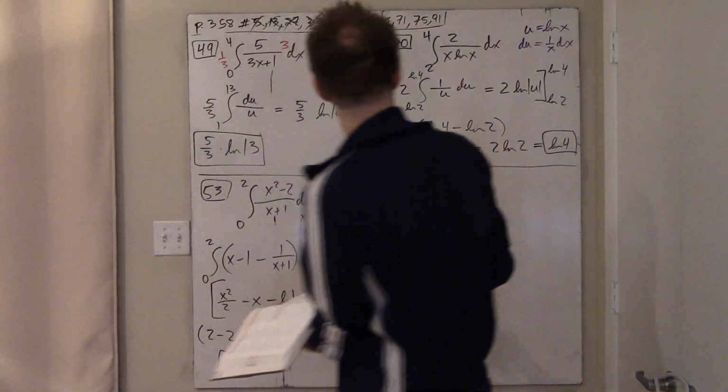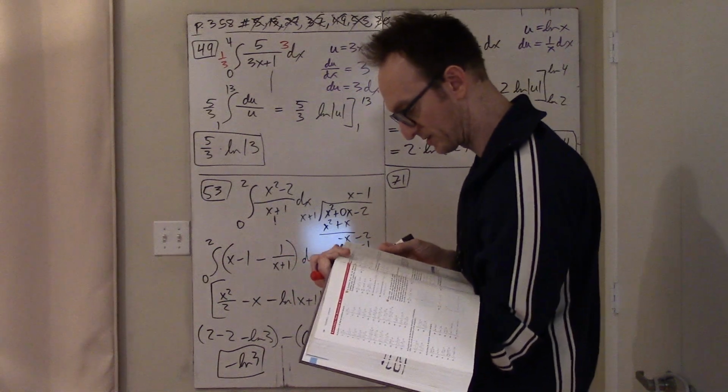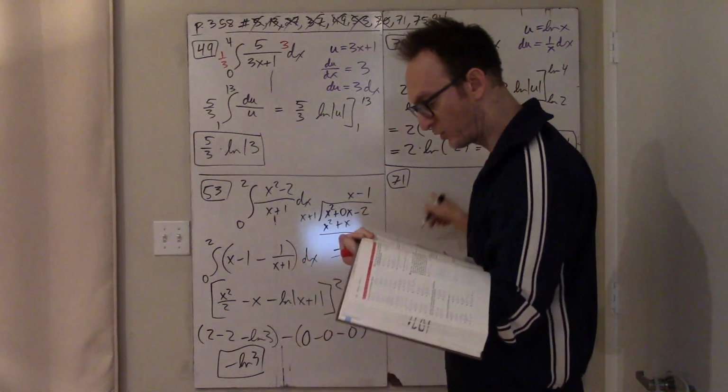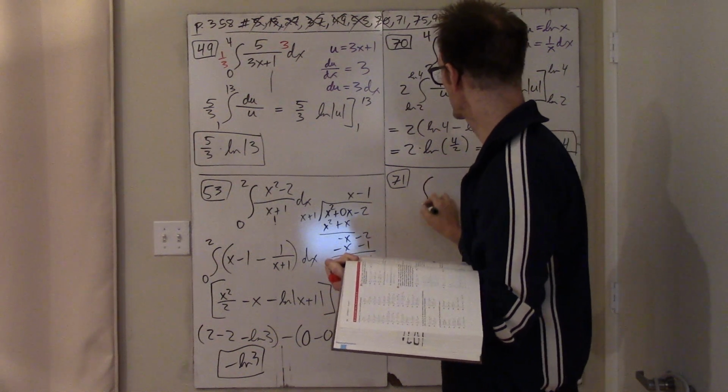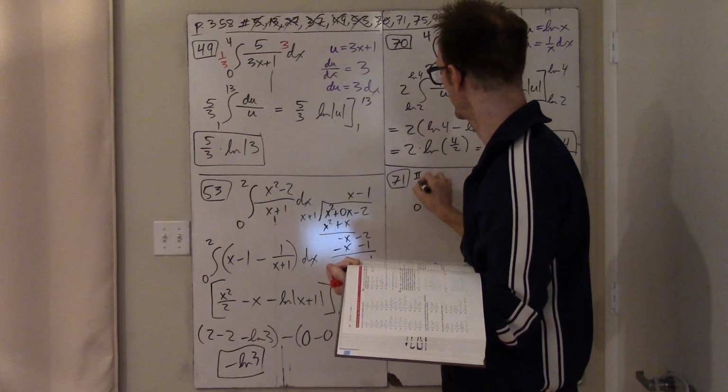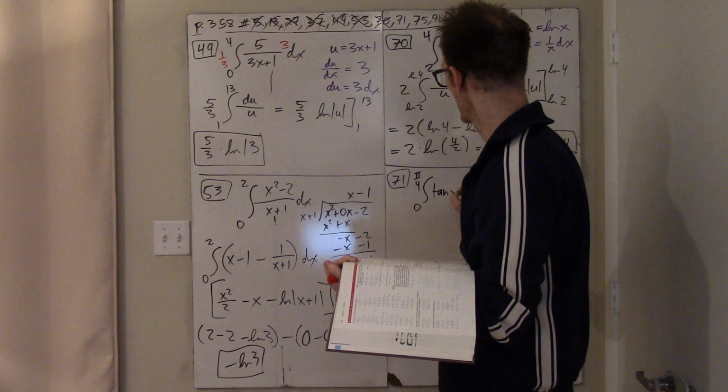71. Okay, this was just unnecessary, I think, to do this problem. They give you a graph of tan. They want the area between 0 and pi over 4. So this is just literally, dude, what's the integral from 0 to pi over 4 of tan?